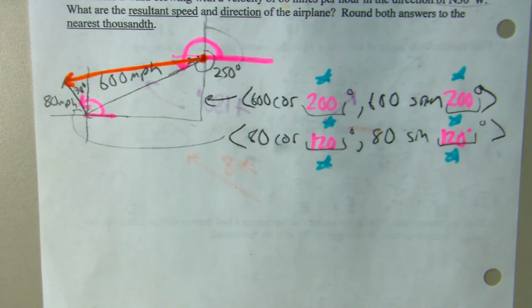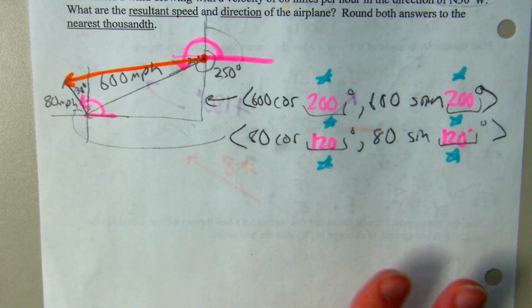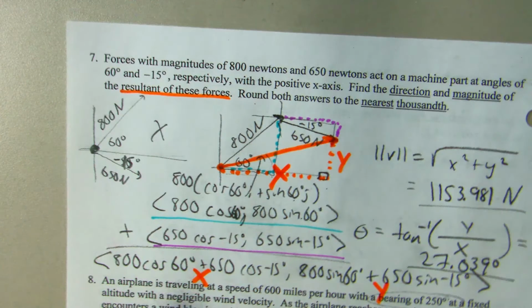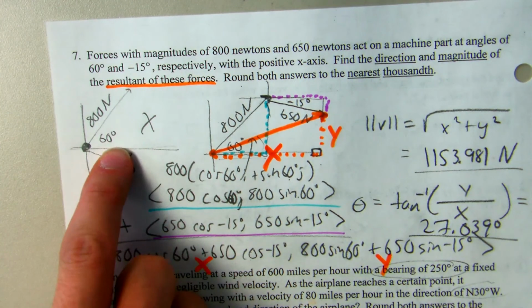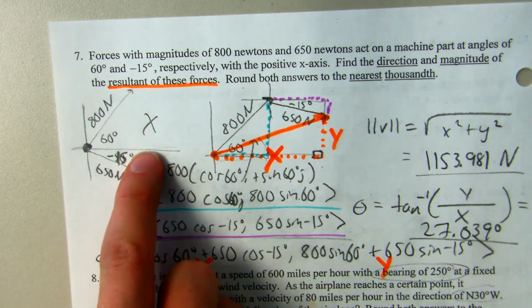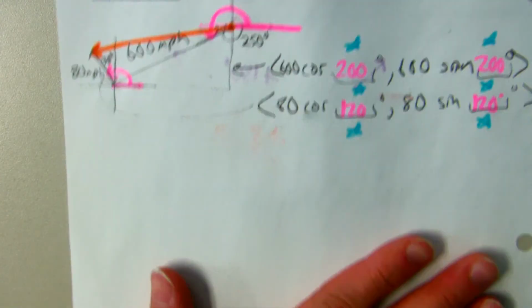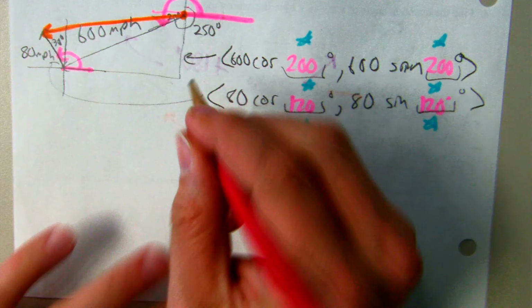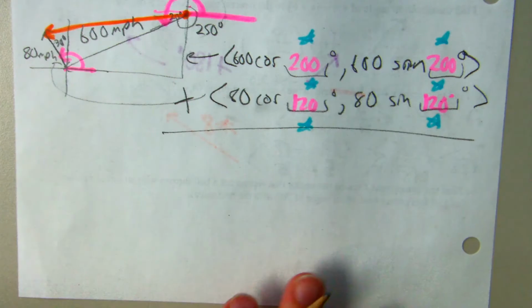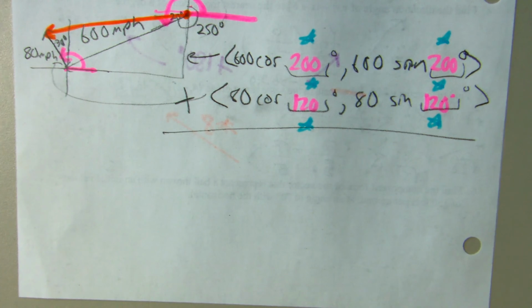Now, I didn't have to say anything about that in the last question. Let's glance up at it. Because the angle 60 degrees was from positive x-axis and negative 15 was from positive x-axis. I didn't need to do anything else. Okay, so there's the second difference with this question. But I still want to add another.